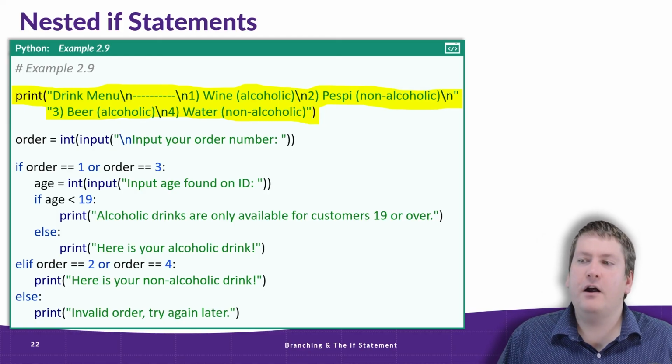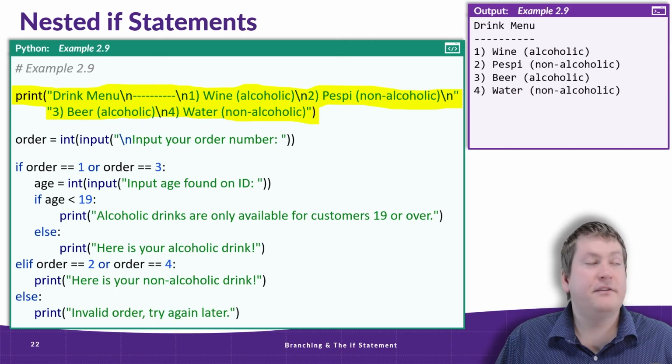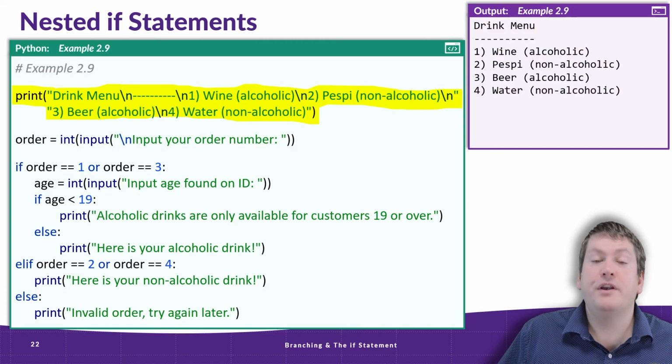Now, the other thing here are those escape sequences, the \ns. If you recall from our previous video, those mean line breaks. So this is one complex line that's going to print multiple lines of output, and it's going to look something like this. It's going to basically print out the drink menu.